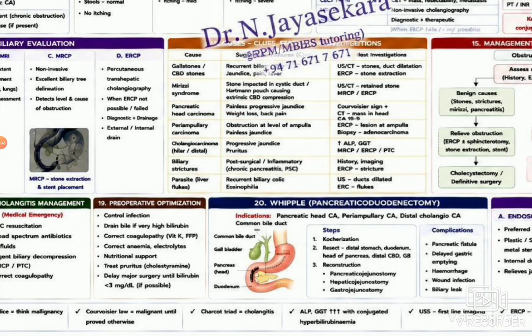Biliary drainage before surgery. Sometimes severe jaundice requires preoperative biliary drainage. Why? Because prolonged severe obstruction increases the hepatic dysfunction, renal injury, and postoperative complications.